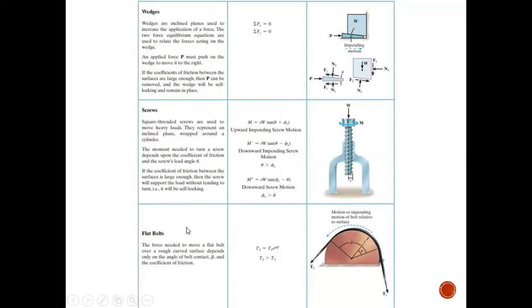Flat belts. The force needed to move a flat belt over a rough curved surface depends only on the angle of belt contact, beta, and the coefficient of friction. And here it shows T2 is larger than T1, and T2 is equal to T1 e to the power mu beta.